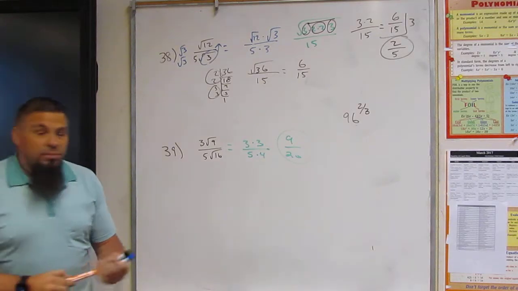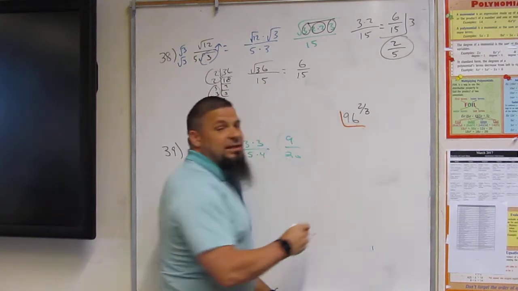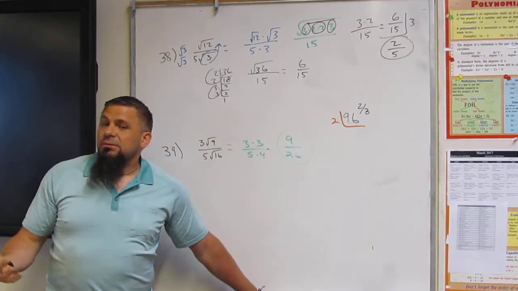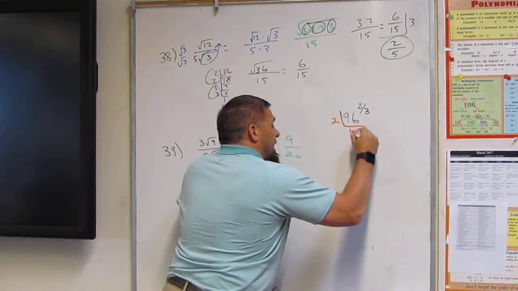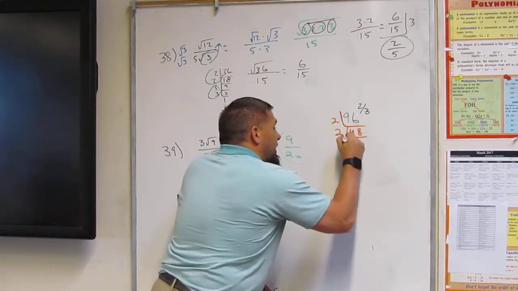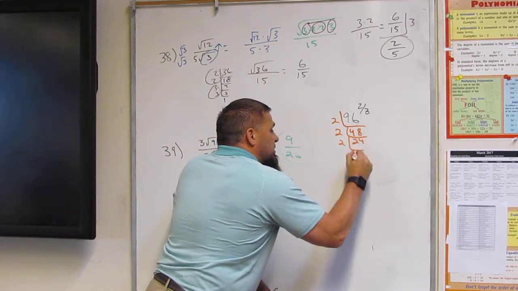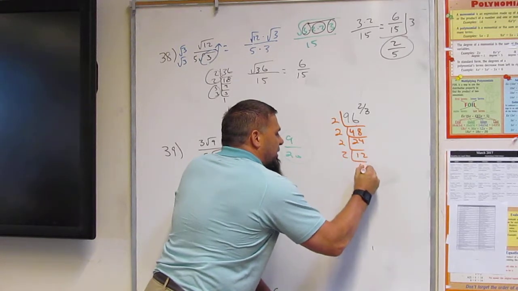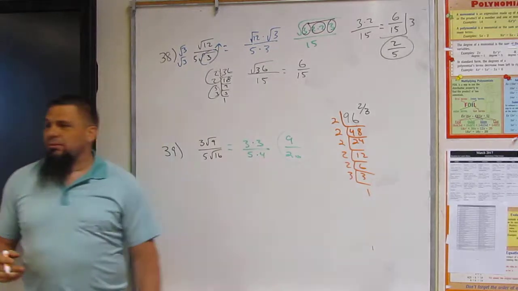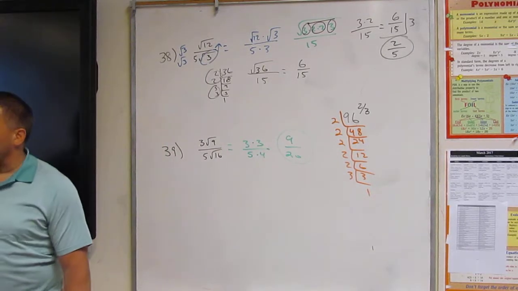You have to remember, let's break down the 96. So 2 goes into 96 how many times? 48 times. And 2 goes into 48 24 times. And 2 goes into 24 12 times. And 2 goes into 12 6 times. And 2 goes into 6 3 times. And 3 goes into 3 once. So you break it down.